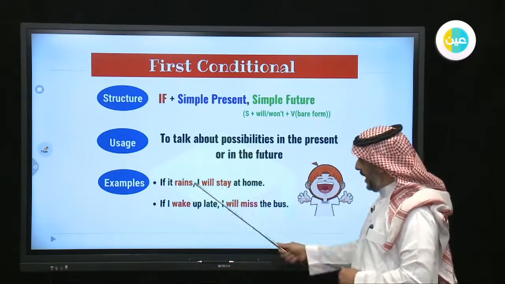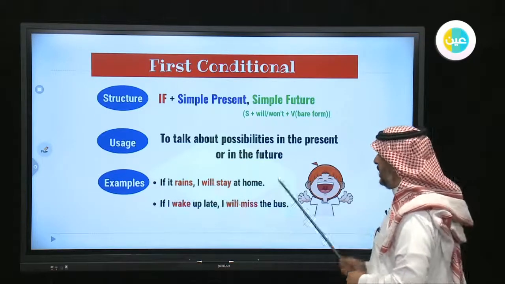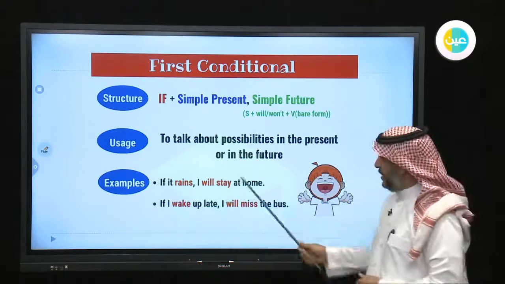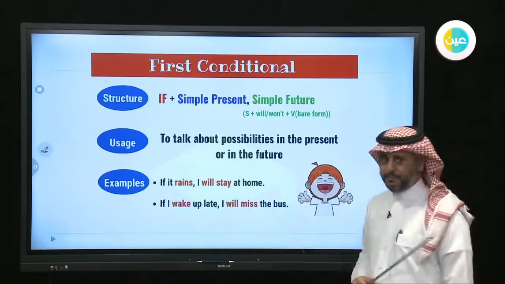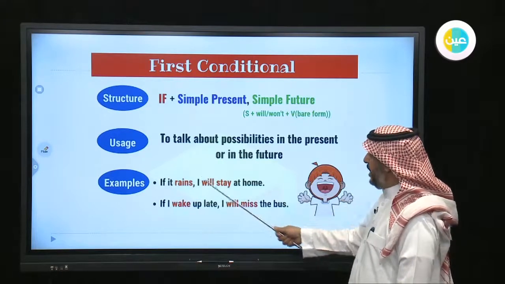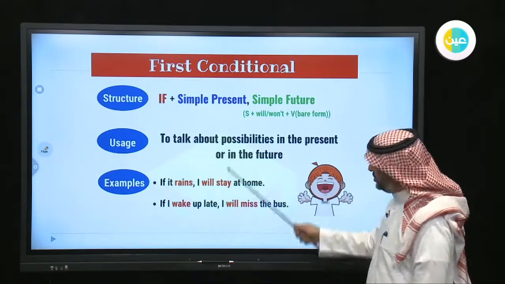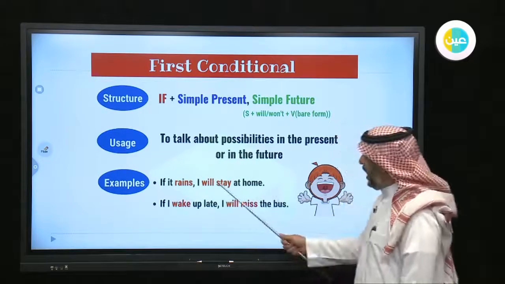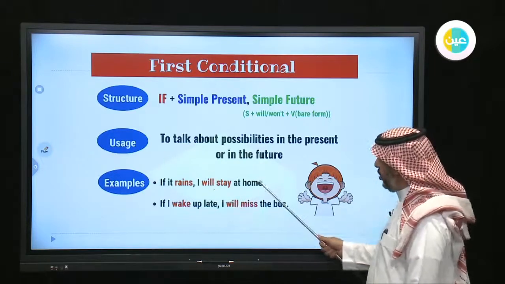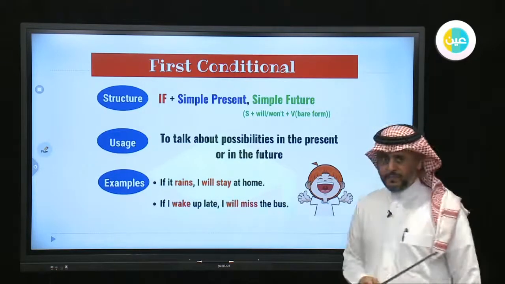Examples. If it rains, I will stay at home. If it rains, comma, I will stay at home. I can change the order of the sentence: I will stay at home if it rains, without comma. Clear?